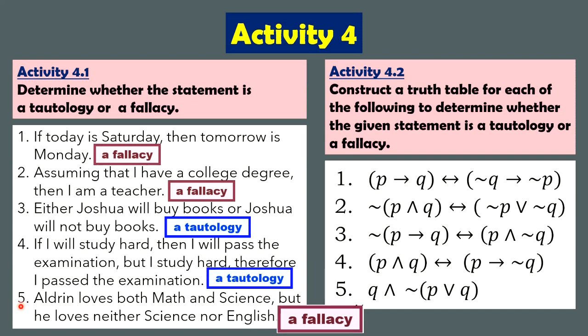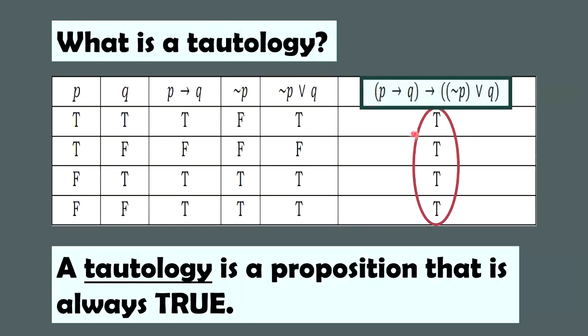Okay? So, next natin gagawin, magko-construct naman tayo ng truth table para sa activity 4.2. Ito yung gagawa natin ng truth table. Tapos sasabihin daw natin kung tautology or fallacy. Sige nga, ano ulit ang itsura ng truth table kapag tautology? Ganito. Lahat true sa dulo.